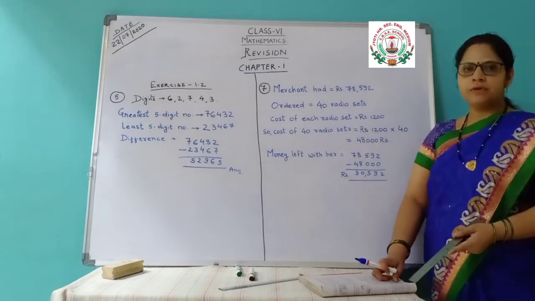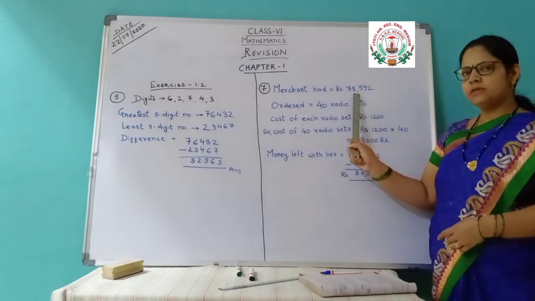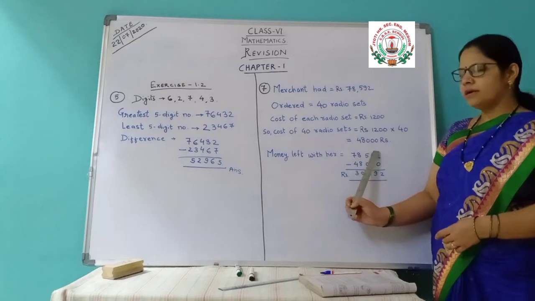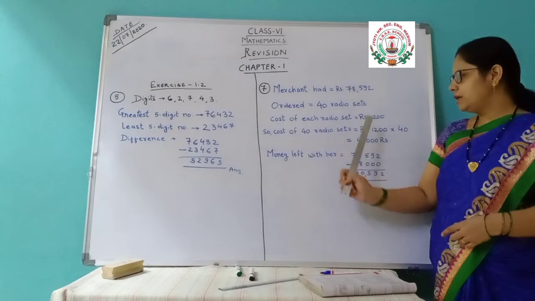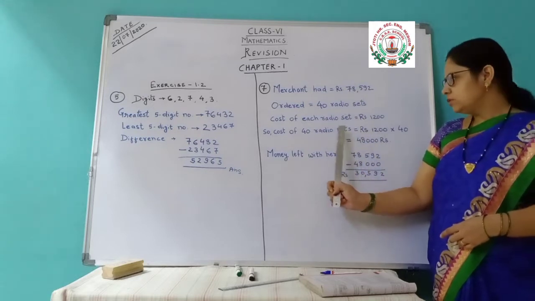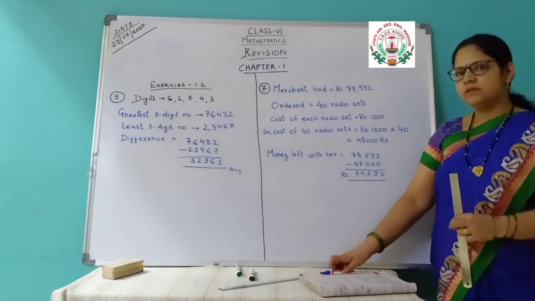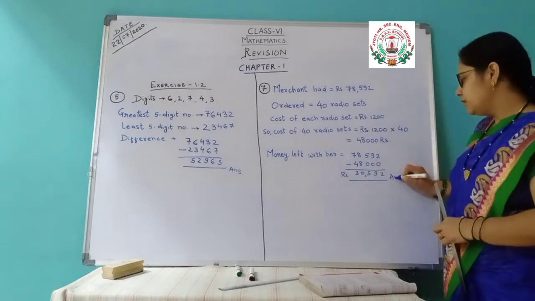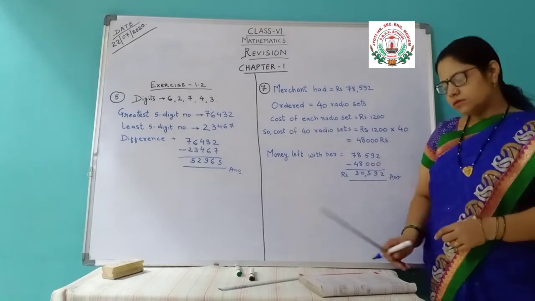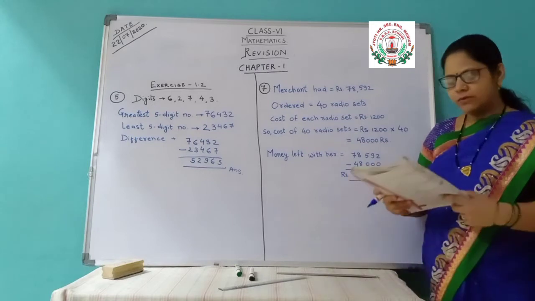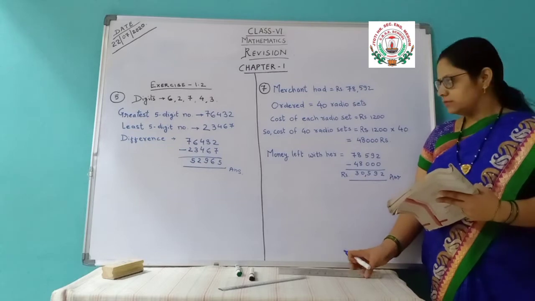Now money left with her. Left means remaining with her. So originally she was having this much and this much she has ordered, meaning given the money. So how much is left with her? Means the original money minus the amount given for the order. So you are going to do subtraction. So this much is left out. So this is your answer. So money left with her is rupees 30,592. This is your answer. Likewise, other questions. Let us see the questions.